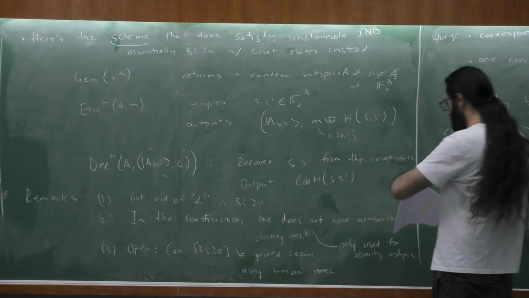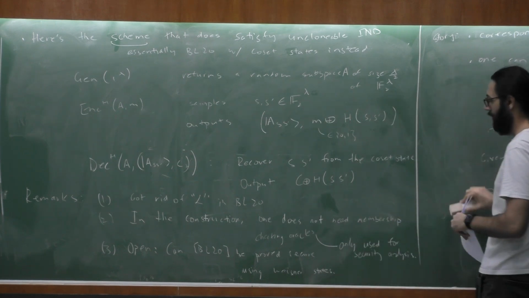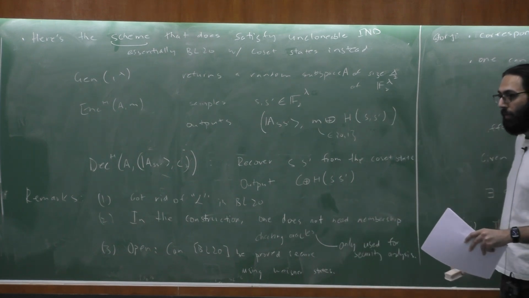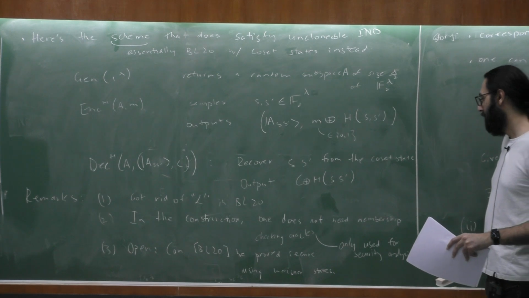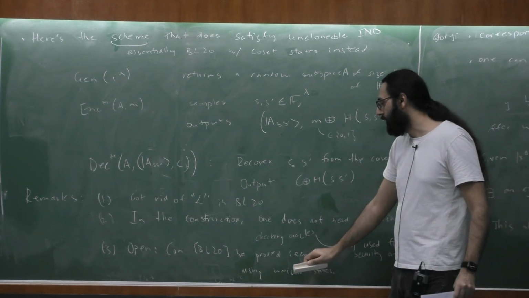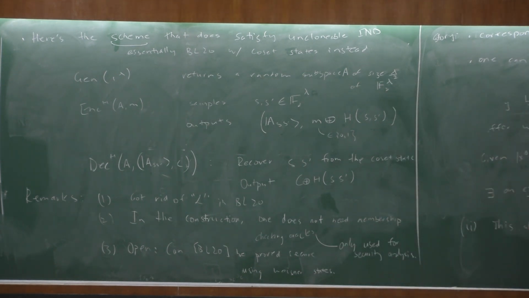Okay, good. What does this mean? I mean, this question. Oh, so BL20 prove partial security. They showed security against B and C that are not entangled. It's still not known whether you can show security against B and C that are entangled.